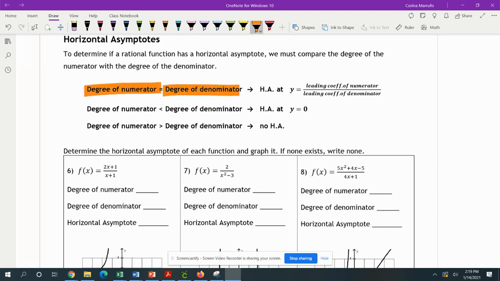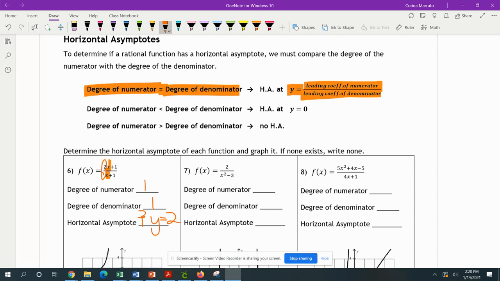Okay, so you look at the highest exponent at the top, so the exponent here is 1, the exponent here is 1, they're equal, okay? So if they're equal, the way that you find the equation is by taking the leading coefficient of the numerator and dividing it by the leading coefficient of the denominator. So for example, here, the degree of the numerator is 1, the degree of the denominator is 1. For your horizontal asymptote, we have to look at the coefficients. My coefficient here is 2. My coefficient of this x is 1. So we will do 2 over 1, which is just 2. So it is going to be y equals 2.